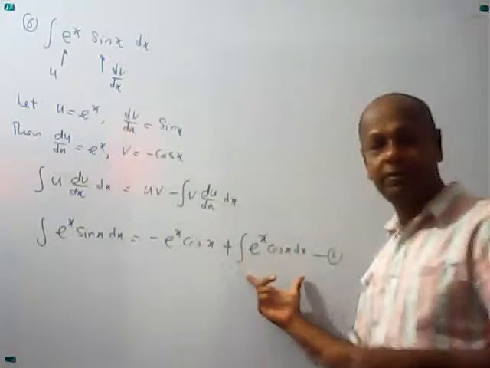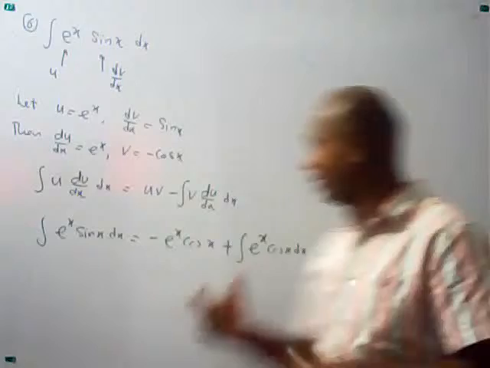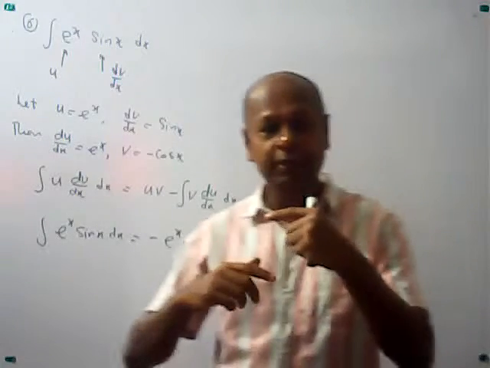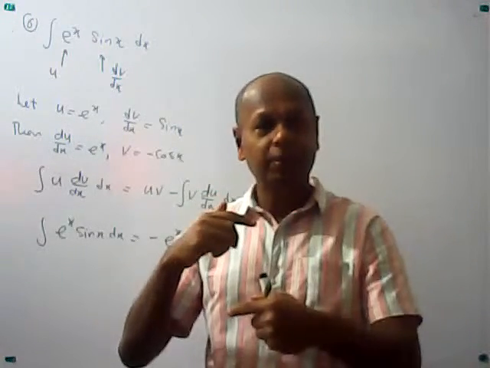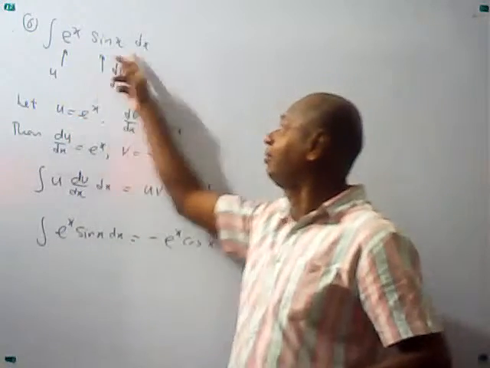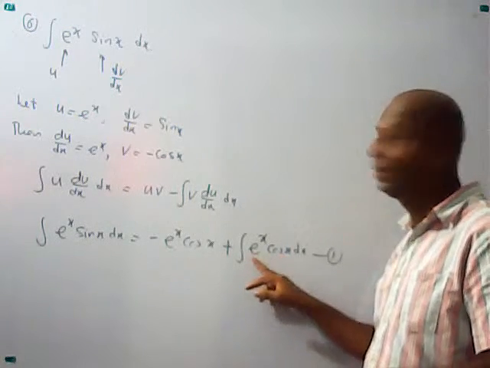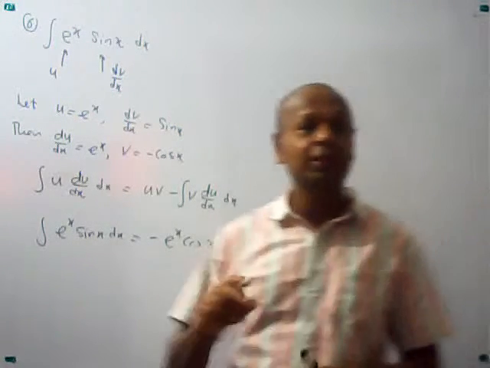Now at this stage, what if you take them the other way around? Now switch. Here your u is e^x, dv/dx is sin x. If you take u equals cos x and dv/dx equals e^x, what happens?